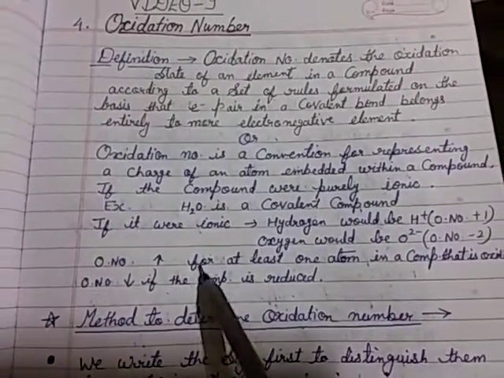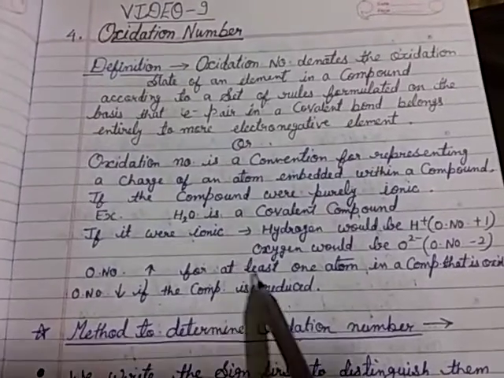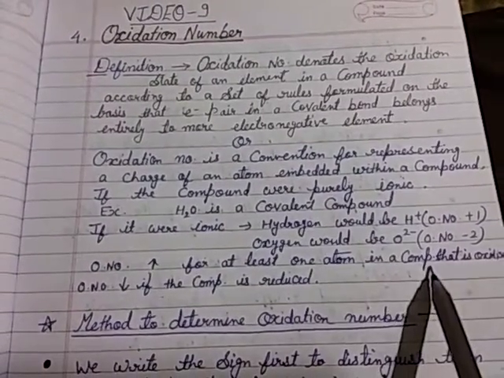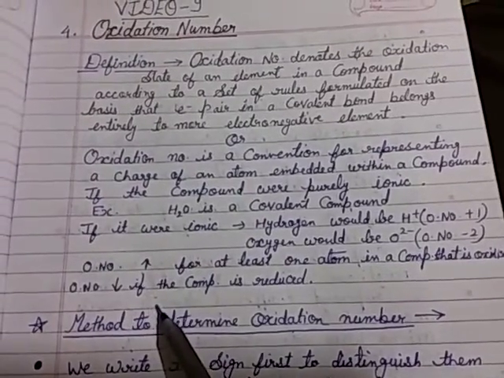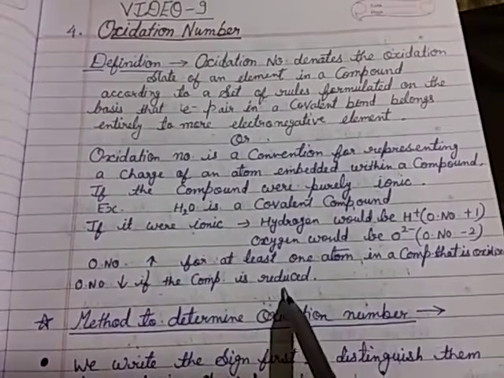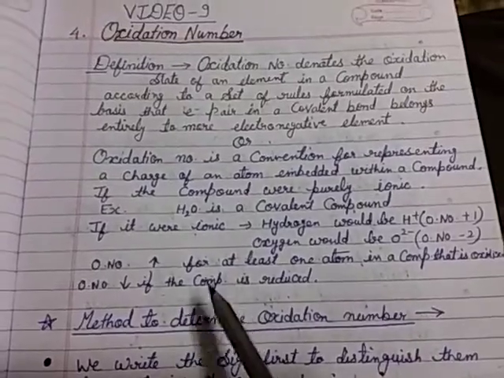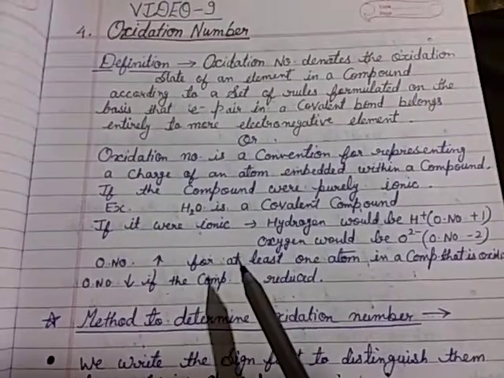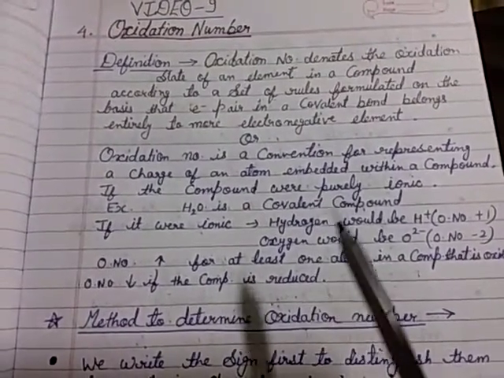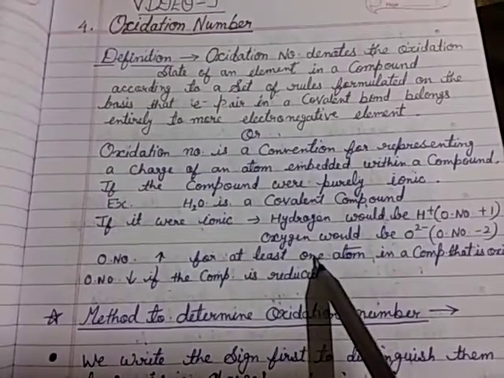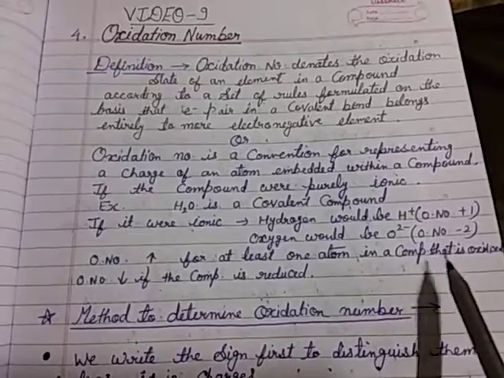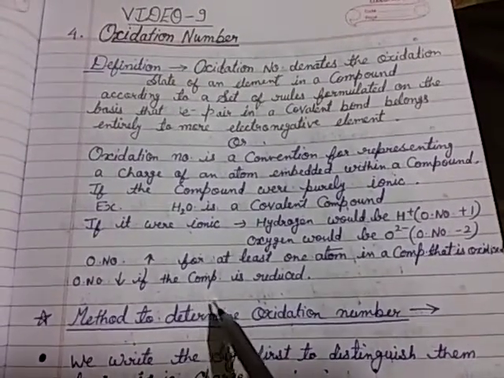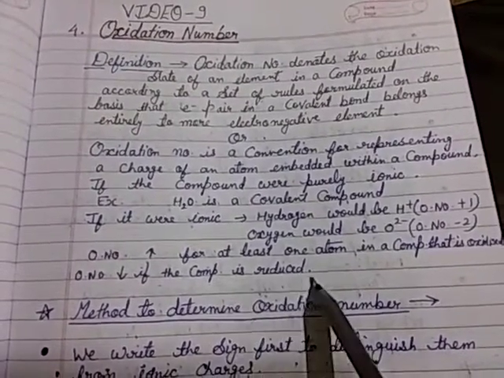If the oxidation number increases for at least one atom in a compound, that atom is oxidized, and if the oxidation number decreases, the compound is reduced. For example, oxidation number increasing from +1 to +2 to +3 means oxidation, the removal of electrons. And if the oxidation number decreases, the compound is reduced.